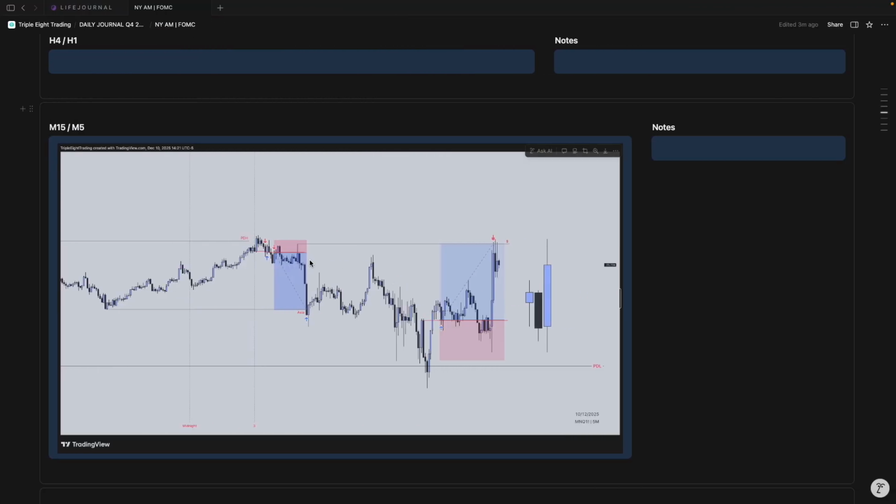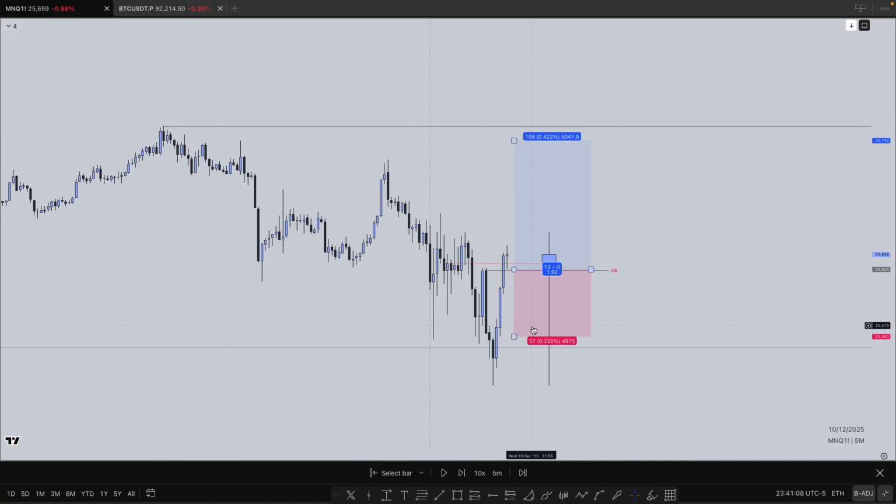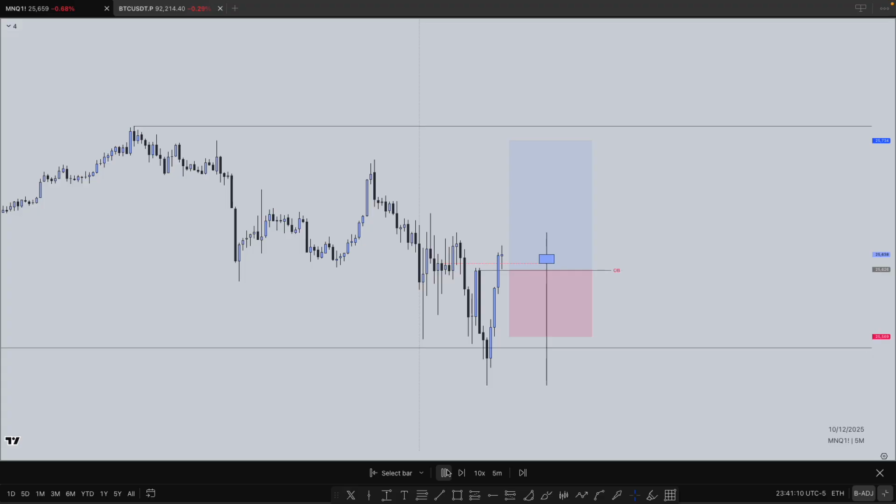Let's have a look. Yeah. So this is just the low-hanging fruit, right? All these relative highs didn't have to be perfect. And yeah, so let's just see how that played out.